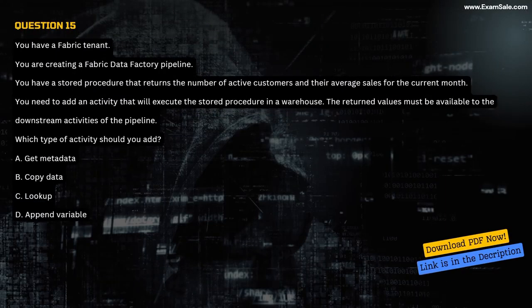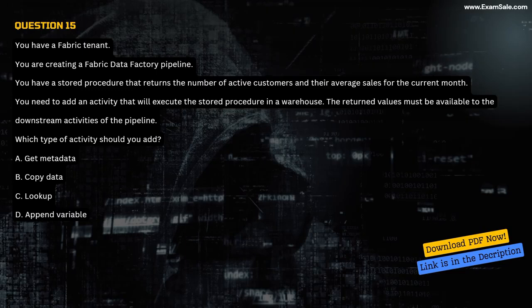Question 15. You have a Fabric tenant. You are creating a Fabric Data Factory pipeline. You have a stored procedure that returns the number of active customers and their average sales for the current month. You need to add an activity that will execute the stored procedure in a warehouse. The returned values must be available to the downstream activities of the pipeline.